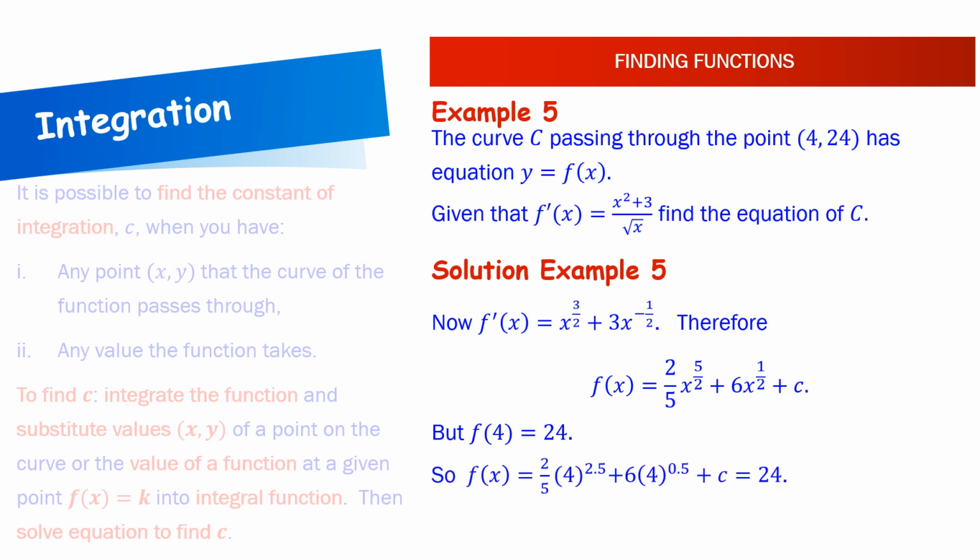Therefore, plugging these values in, here's x equals 4, and here's f of x equals 24, or y equals 24 at that point. And rearranging this equation gives us that c equals minus 0.8. And therefore, our function is f of x equals 2/5 x to the power 5 over 2 plus 6x to the power half minus 0.8.